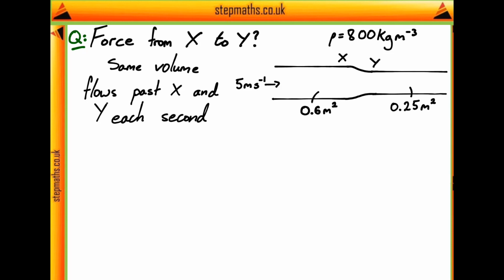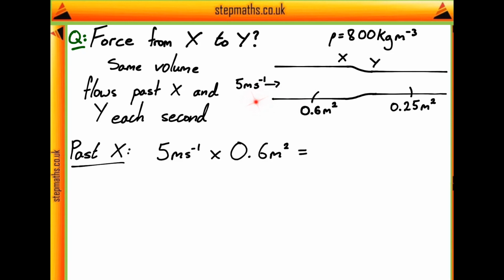So, let's think first of all about the volume passing through X per second. We have an area of 0.6 meters squared and the oil moving at a velocity of 5 meters per second. Multiplying these two things together, we get that we have 3 meters cubed passing past X per second.